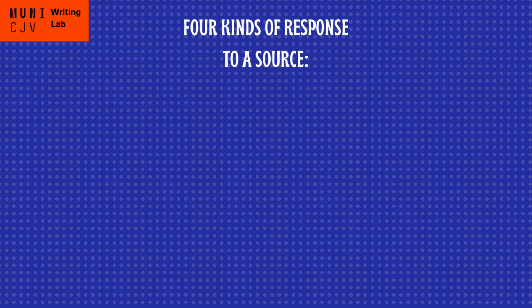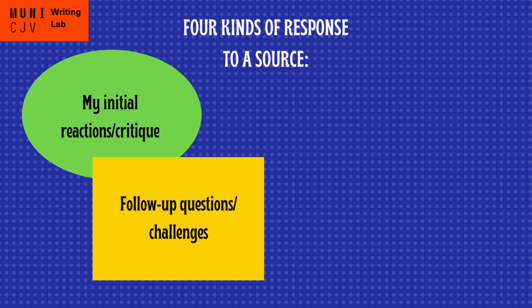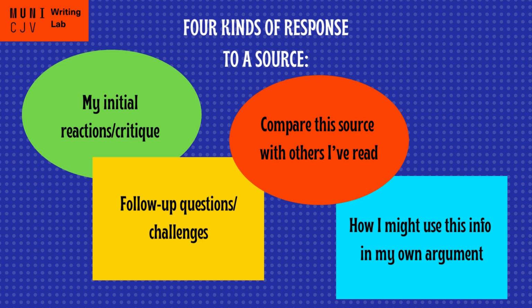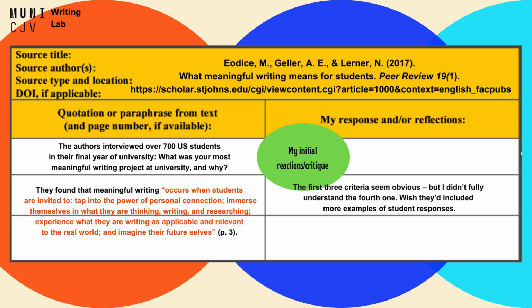So let me suggest 4 kinds of responses that do that. My initial reactions or critique, follow-up questions or challenges, compare this source with others I've read, and how I might use this info in my own argument. So, for example, for the first category, my initial reactions, critique, I might write, the first 3 criteria seem obvious, but I didn't fully understand the 4th one. Wish they'd included more examples of student responses. Here, I'm recording my immediate reaction to the text, even a bit of critique, something I felt was missing from the text.